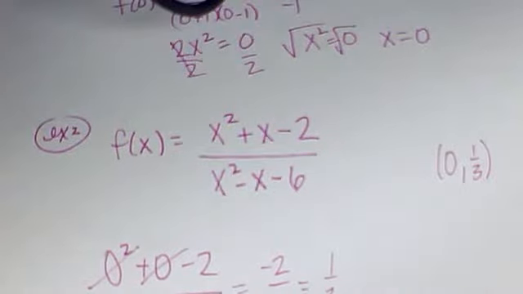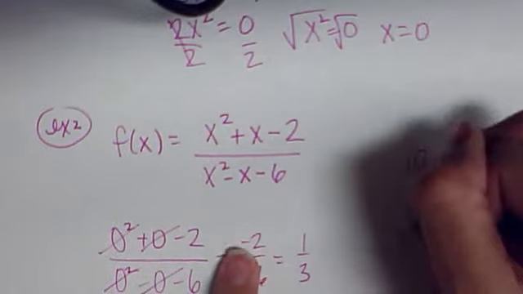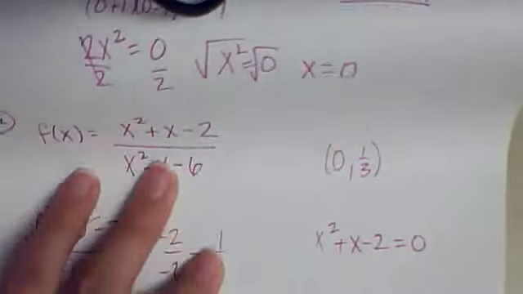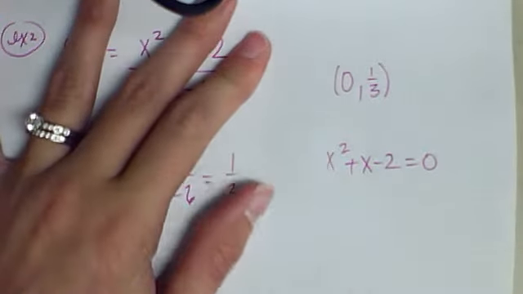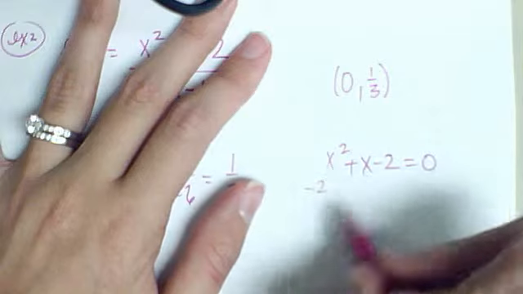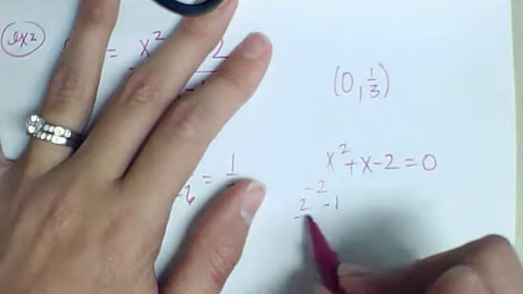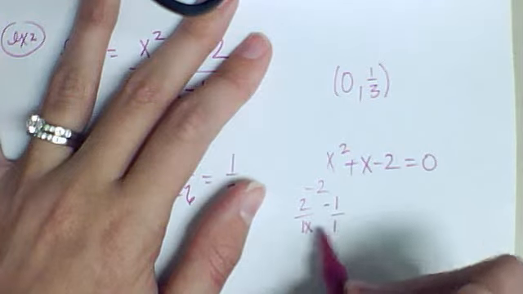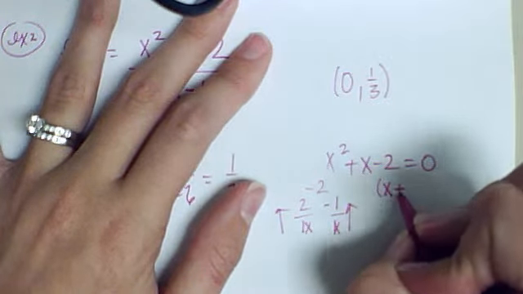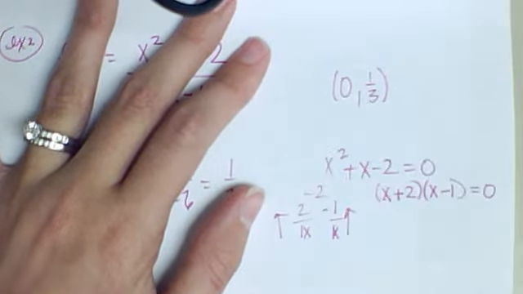To find our x-intercepts, we're going to set the top equal to 0. So we have x squared plus x minus 2 equals 0. To be able to solve that, we need to factor it. So we've got what multiplies to negative 2 and adds to 1. So that's going to be 2 and 1. The 1 is going to be negative. Divide by a, which is 1. Write your x's and read up. So I've got x plus 2 times x minus 1 equals 0.